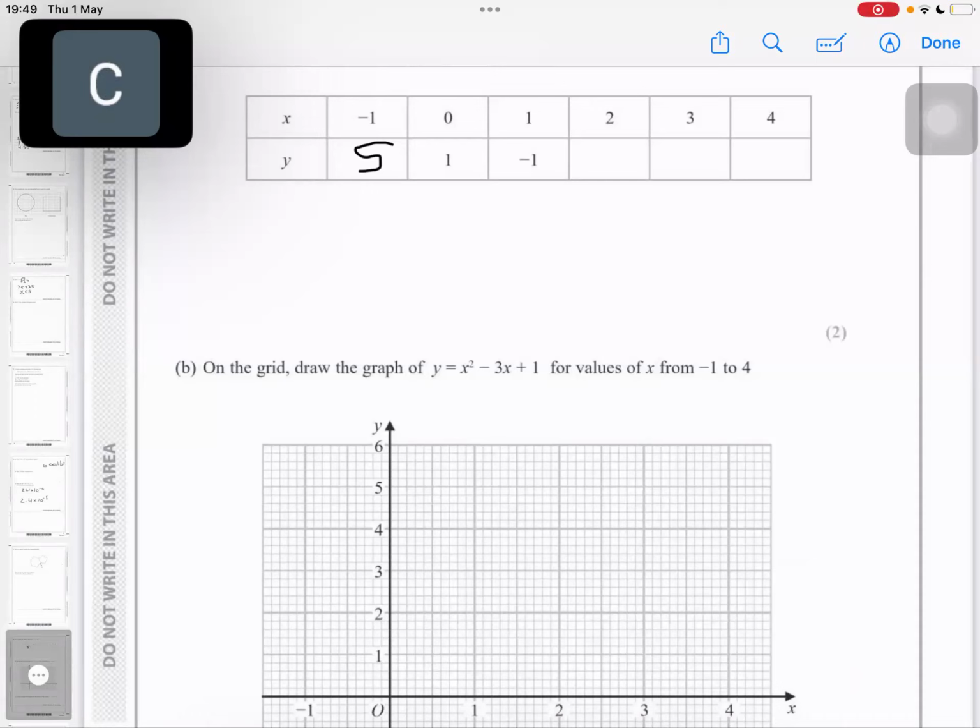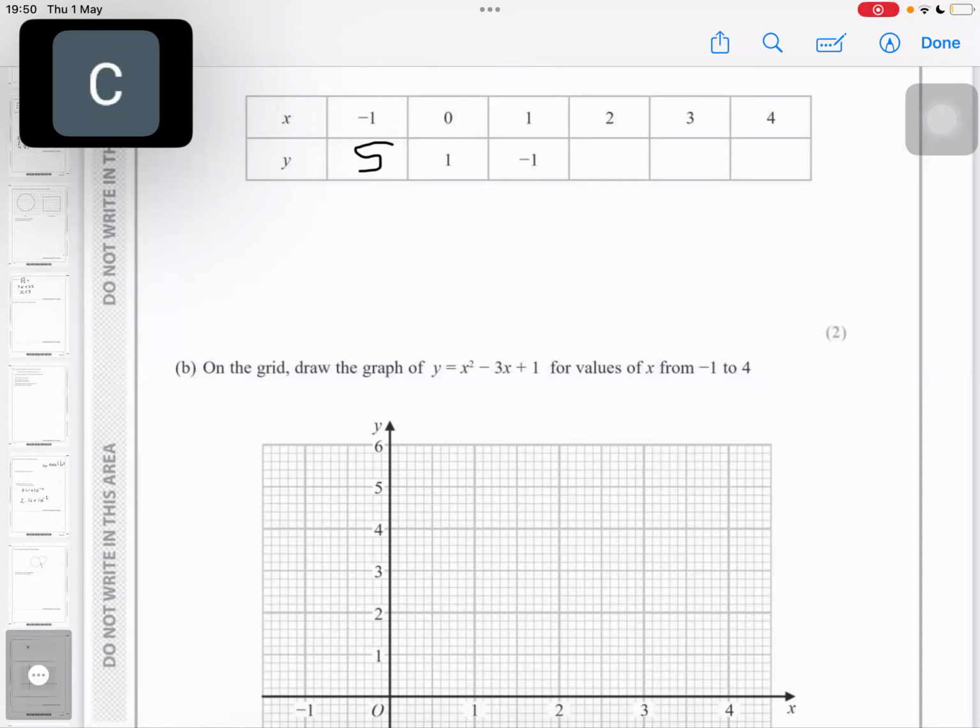2 squared is 4. 4 minus 3 times 2. 3 times 2 is 6. So we have 4 minus 6 plus 1. What would that give you? -1, because that's -2 plus 1. So that's -1, yes. Then we go on to the next one.